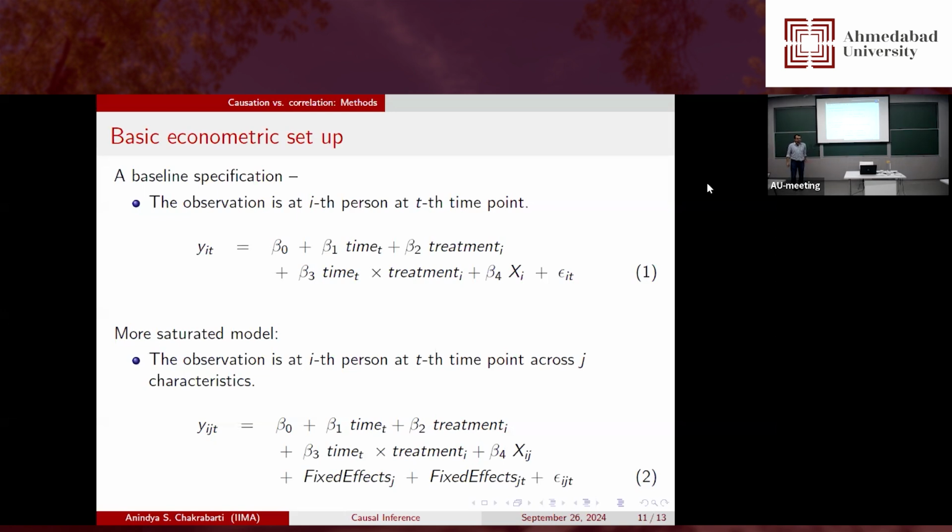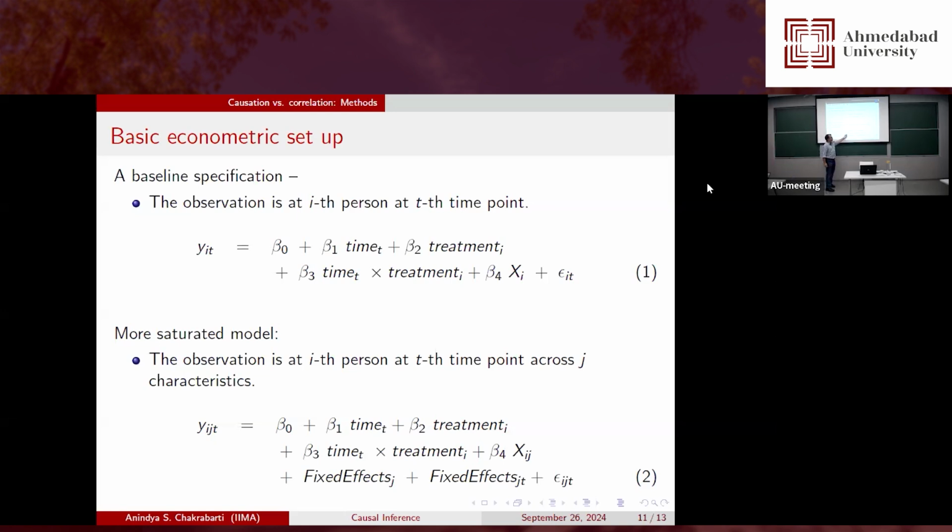All of these things can be accounted for. More importantly, even if you are not observing certain things, but you believe that they stay the same over time, you can still plug in some fixed effects in order to absorb that unobserved heterogeneity, even if you are not observing them. As long as they remain the same at the group level, you can absorb them in these effects.